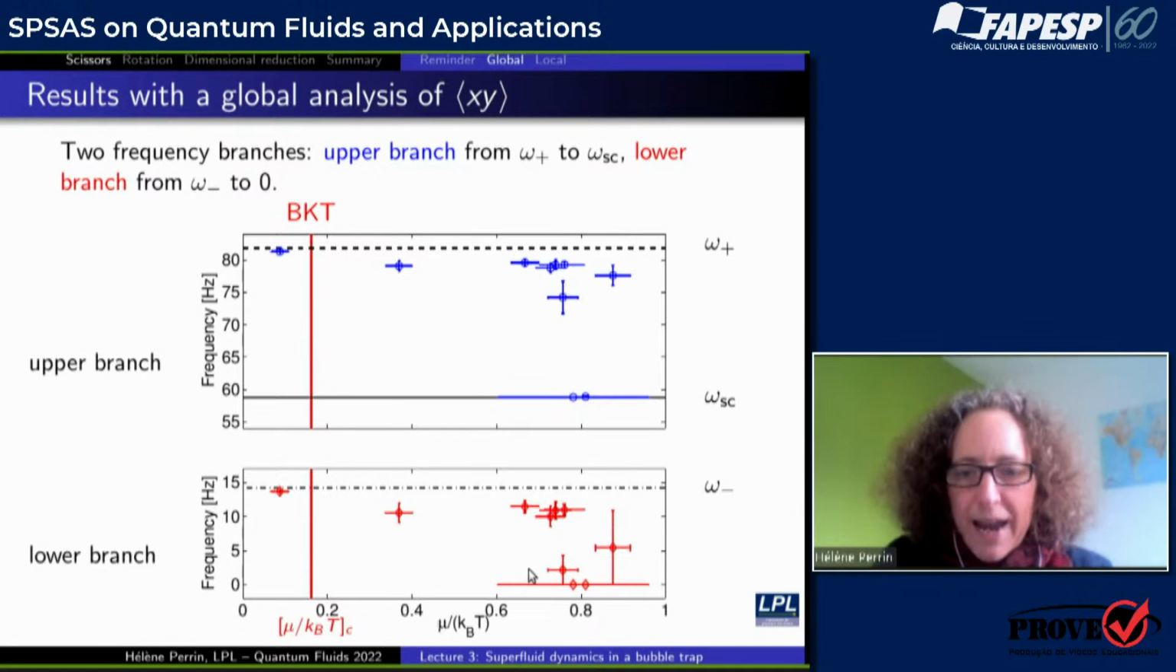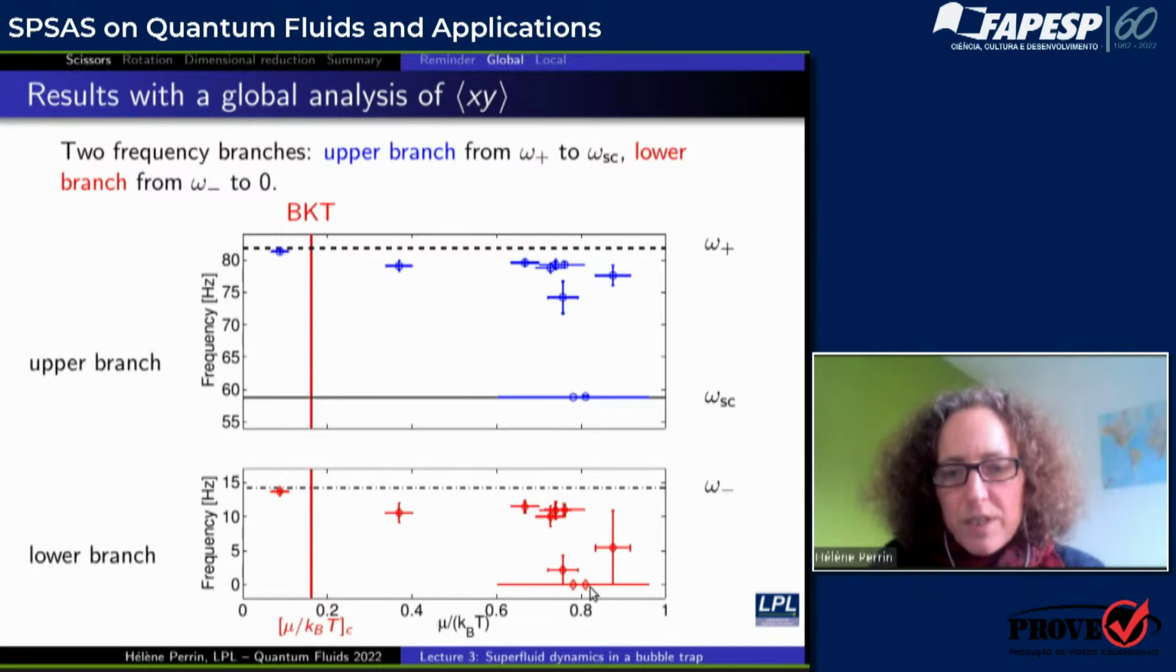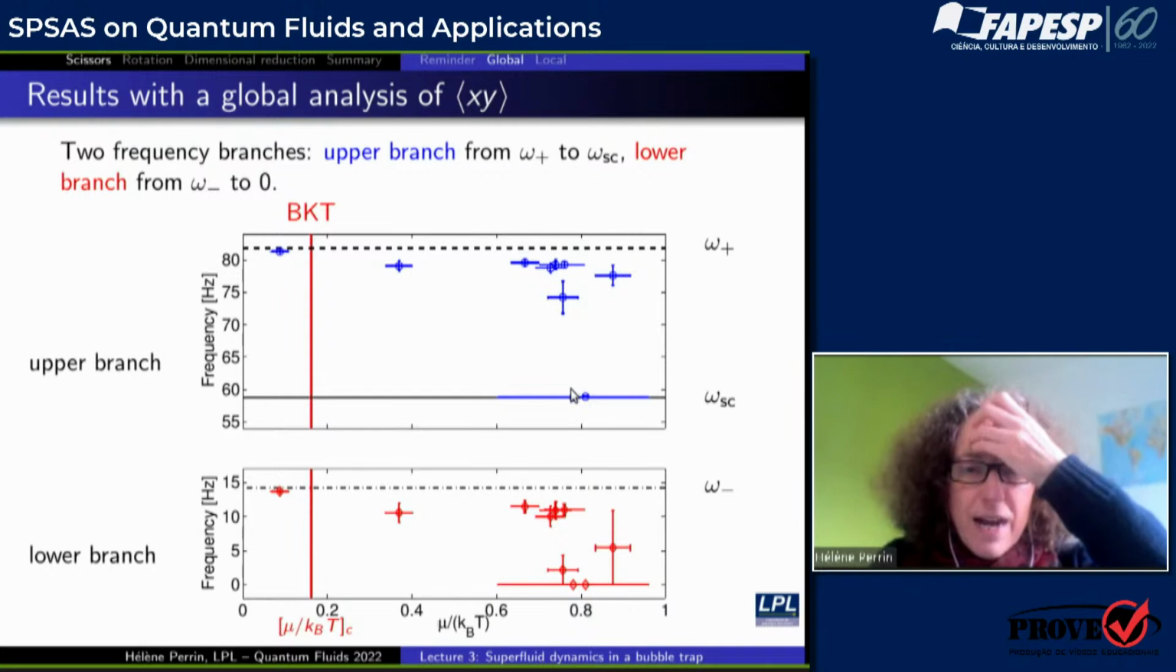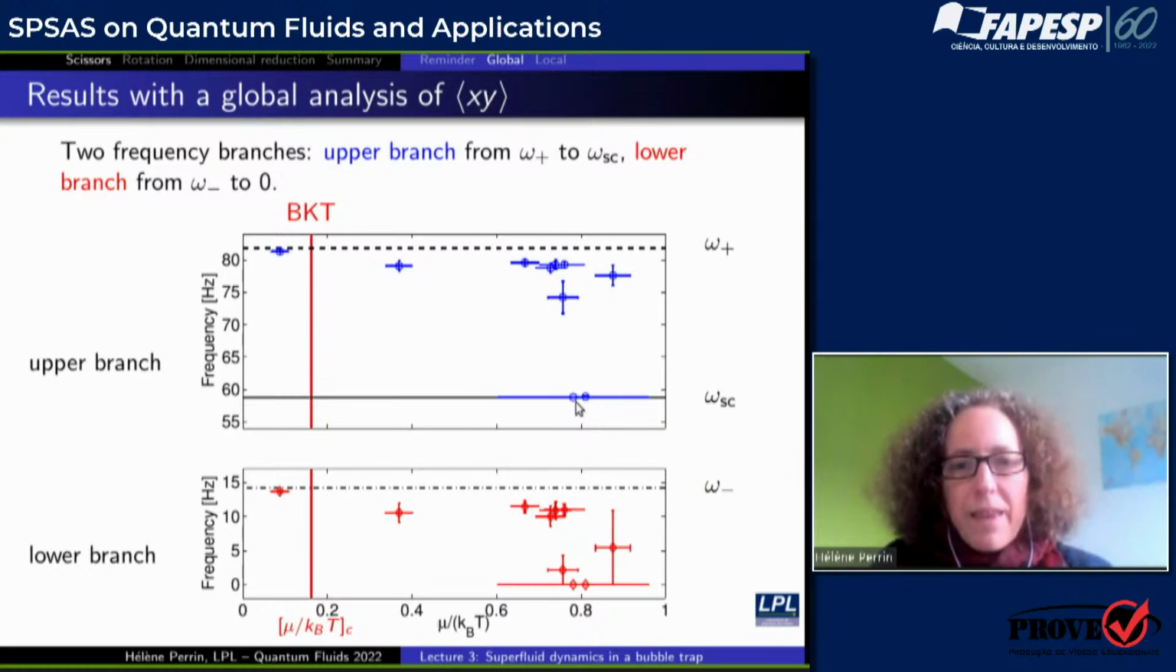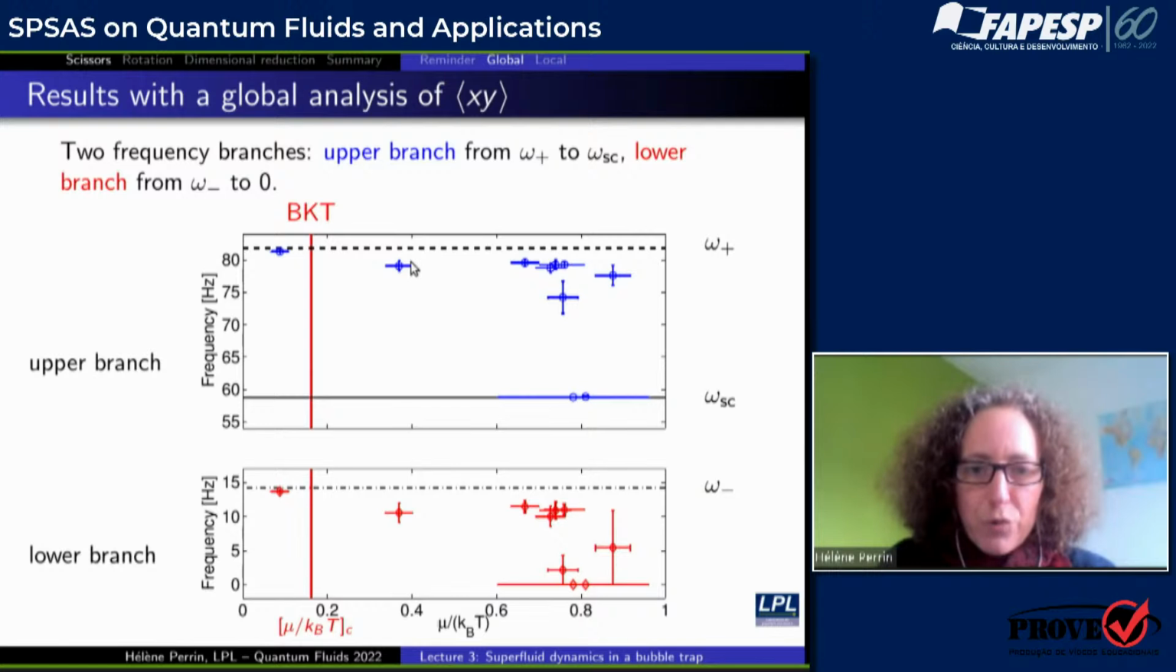When we have a low temperature, this lower branch frequency should disappear. So when you see zero frequency, it means there is just one oscillation. And we find the scissors frequency for the coldest samples. But now, with many of our samples, whereas we expect to be in the superfluid regime, we find still two frequencies, a little bit shifted with respect to omega plus and omega minus, in a situation where there should be a superfluid. So it's a little puzzling.